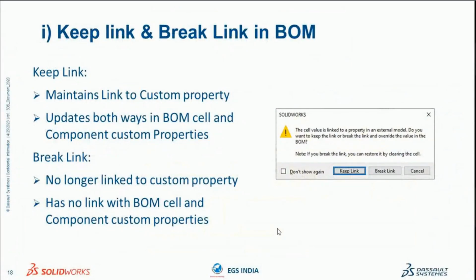And as we saw in the video itself, keep link and break link in BOM. So what is keep link? Keep link maintains the custom properties link between the BOM cell and the component custom properties. So if we break the link, the custom properties link will no longer be available between the model and the drawing sheet. So it is based on our preference whether to keep the link or break the link.